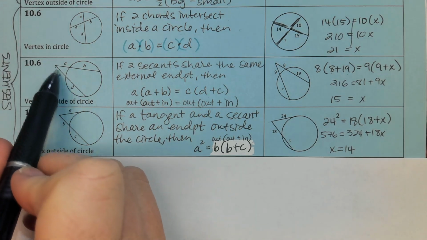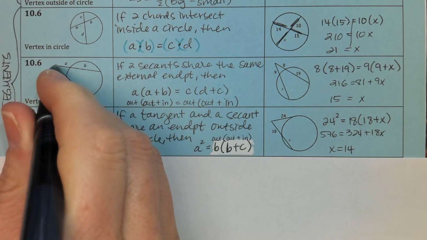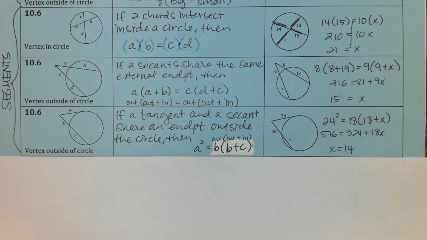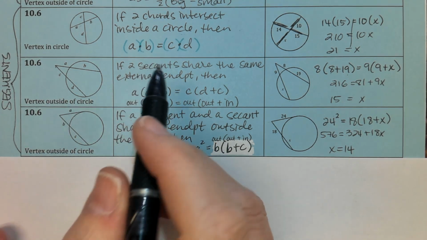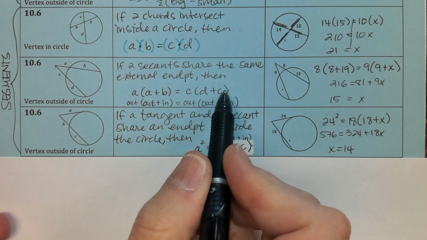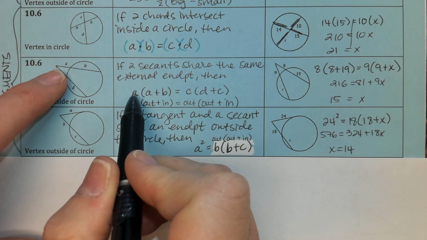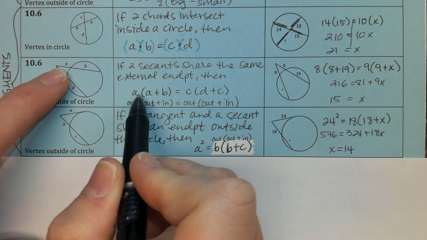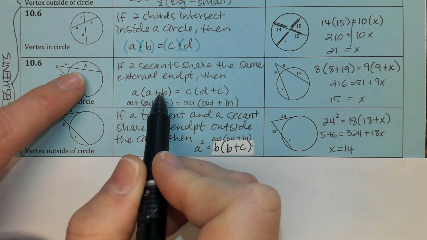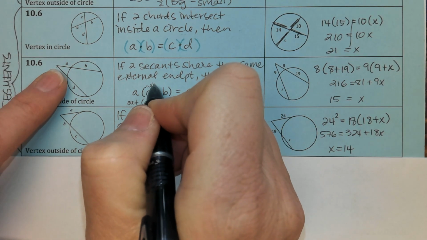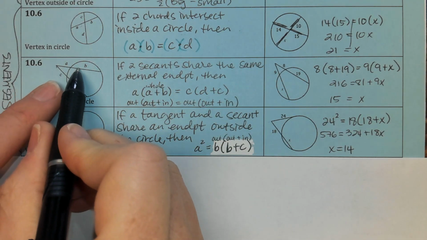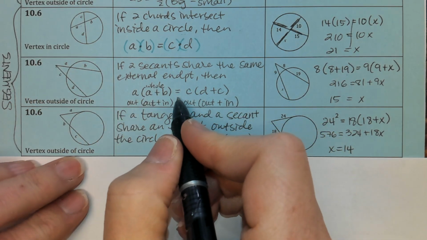The second one says if two secants share the same external endpoint. So meaning that these two secants come together and they meet at a point outside of the circle. So the vertex is outside the circle. So if two secants do that, here's where it gets a little confusing. It's a lot going on. So A, which is the section on the outside, times A plus B, which is the out plus the in.